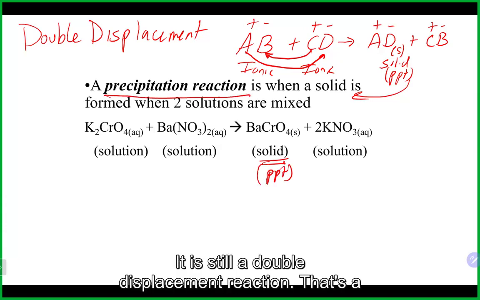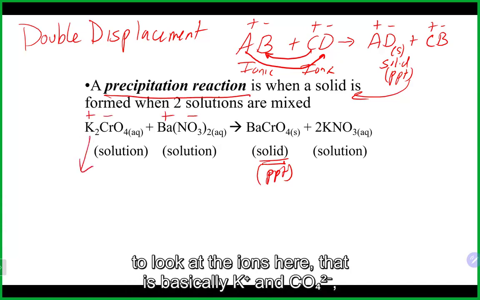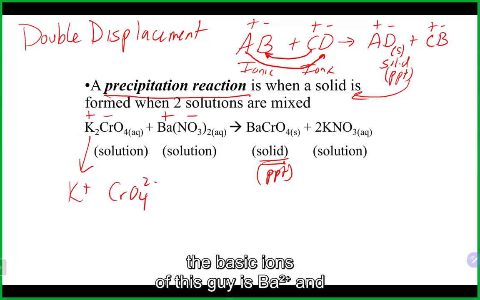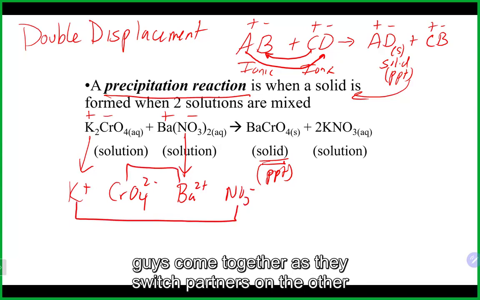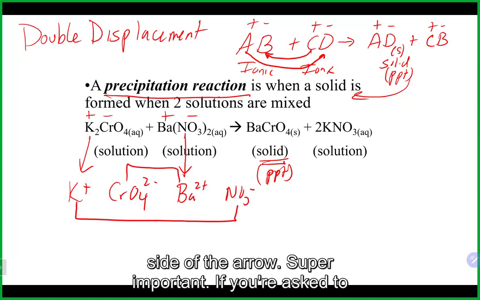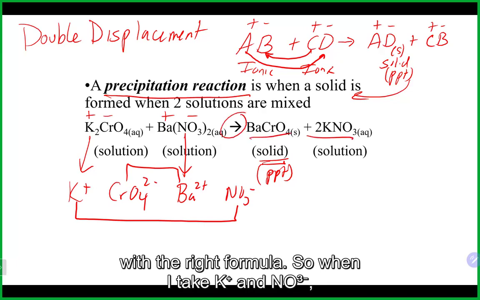It is still a double displacement reaction. That's a positive guy, negative, positive, negative. If you were to look at the ions here, that is basically K+ and CrO4 2-. The basic ions of this guy are Ba2+ and NO3-. These two guys switch partners, and these two guys come together as they switch partners on the other side of the arrow. Super important, if you're asked to write what's on the other side of the arrow, you actually start with the right formula.